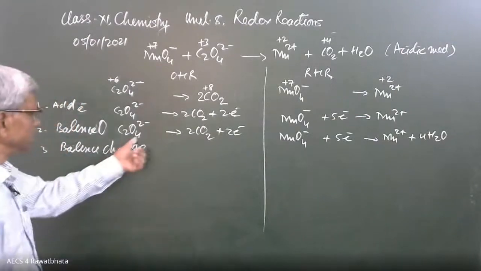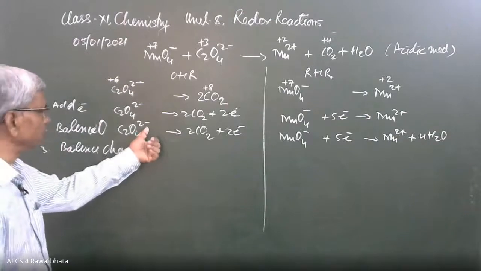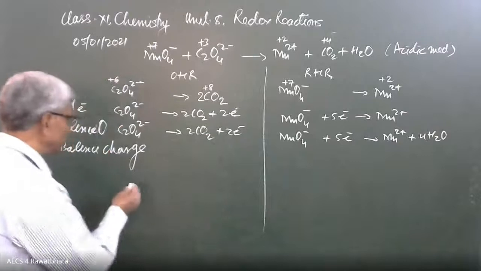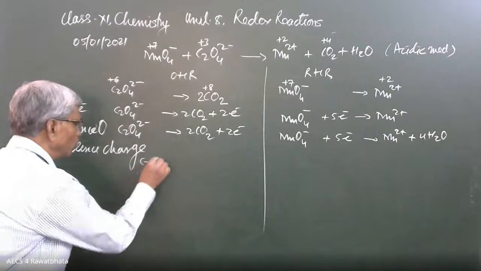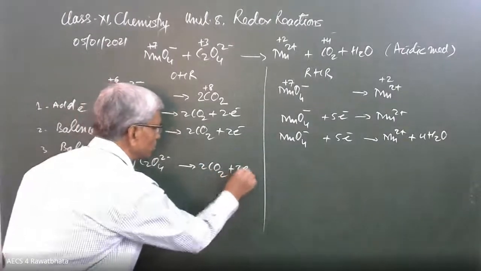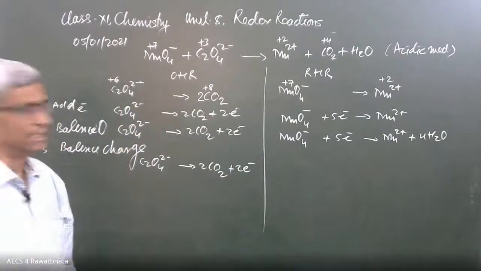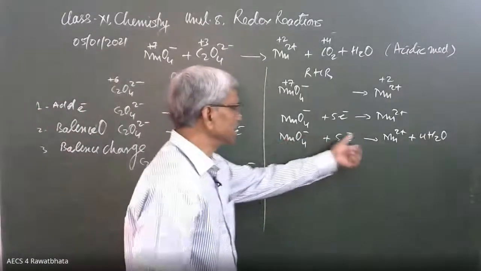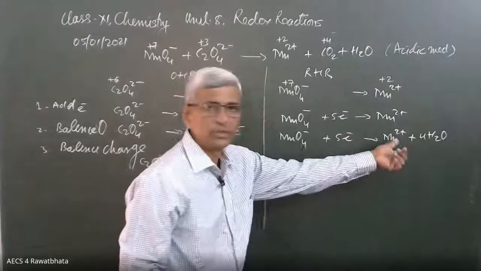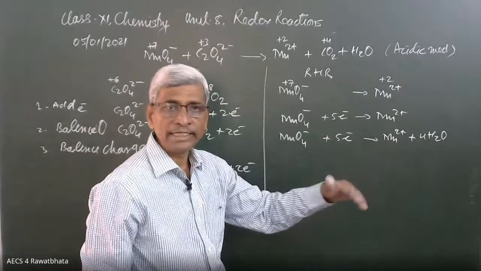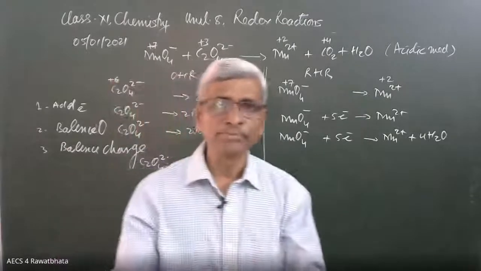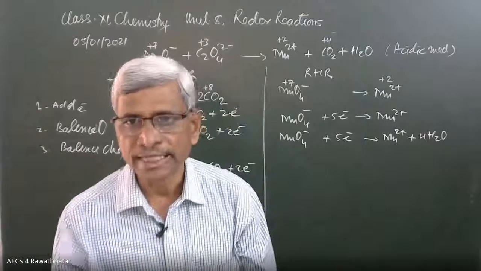Okay, while balancing charge, take care. Here is 2 minus left side, and here is also 2 minus right side. Charge is balanced. Carry on as such. C2O4 2 minus gives 2 CO2 plus 2 electrons. It is already balanced. And here 6 negative, we have to change into 2 positive, because right side 2 positive. For that, we have to add 8 H positive. While balancing charge, we have to add sufficient number of H positive on a particular side.